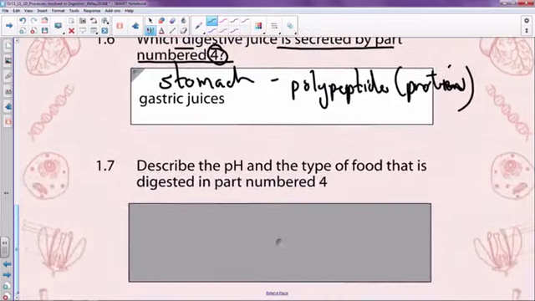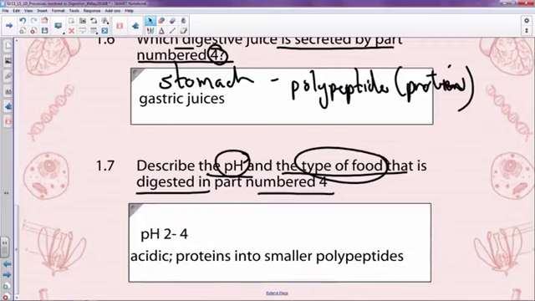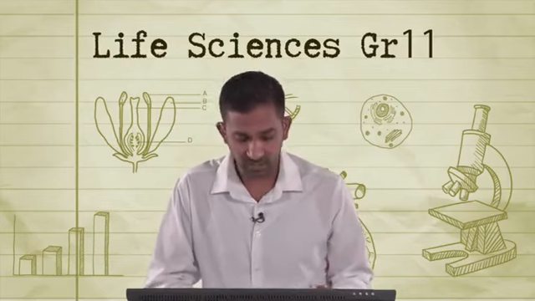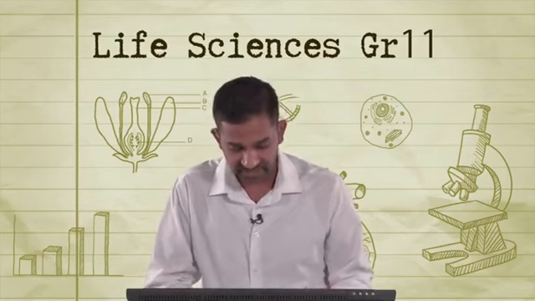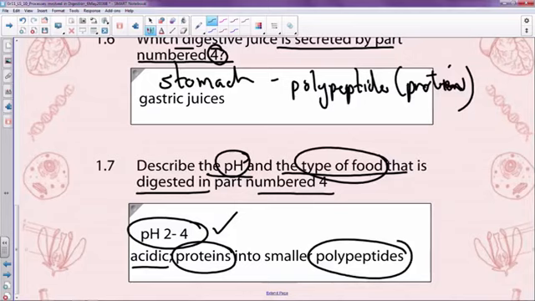1.7. Let's describe the pH and the type of food that is digested in part number 4. So we need to describe the pH and the type of food, which I've just done for you guys. So the pH of the stomach, guys, because it's involved with the digestion of proteins, the enzymes in the stomach, the proteases, all function within a very acidic medium. So the medium there is between 2 to 4. So it's an acidic medium that they function in. And what those gastric juices break down is proteins, and they break them down into smaller polypeptides, which undergo further digestion in the small intestine.